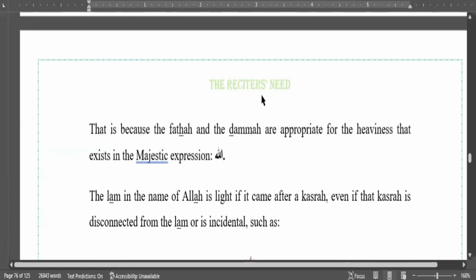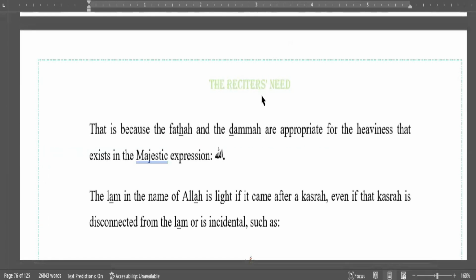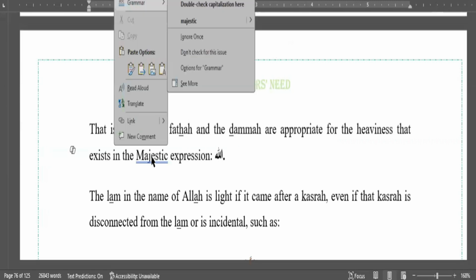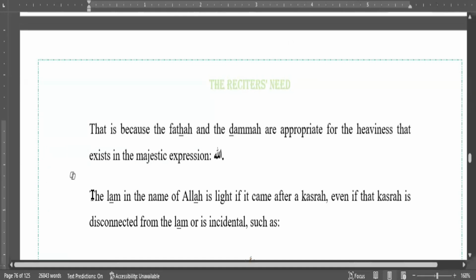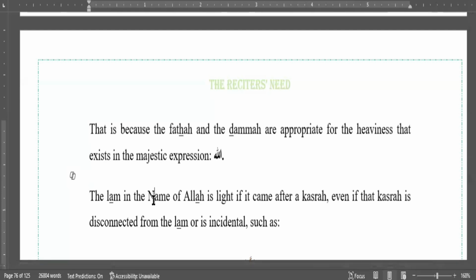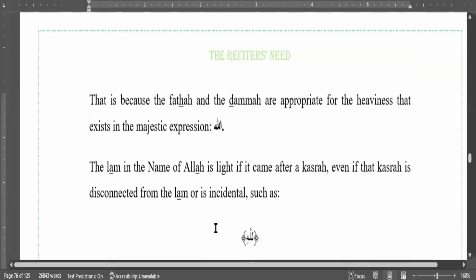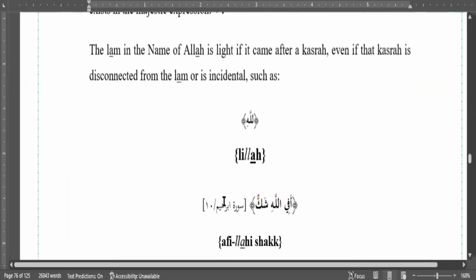That is because the fatha and the dhamma are appropriate for the heaviness that exists in the majestic expression Allah. The lam in the name of Allah is light if it came after a kasrah, even if that kasrah is disconnected from the lam or it's incidental, such as lillah. Here, everything is bold but the lams because of the kasrah. Lillah and afillahi shak.